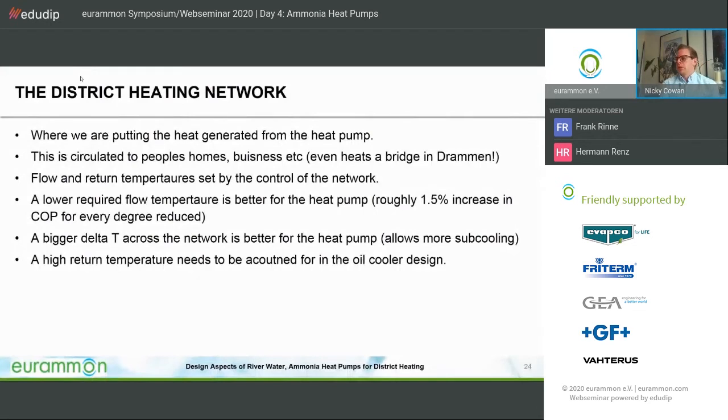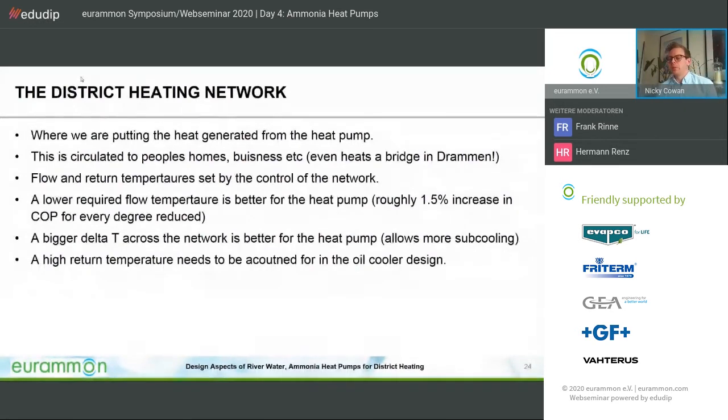So the district heating network itself has a really crucial part to play in terms of heat pump performance. It's a part where we're delivering the heat to people's homes and businesses. The lower we make this temperature, the more efficient the heat pump's going to be. And we've had some problems, not problems, but challenges recently where people are trying to shoehorn a heat pump into what a boiler or a gas CHP system was previously doing. And then they get a bit confused as to why a heat pump's not able to deliver 15 megawatts at 120 degrees.